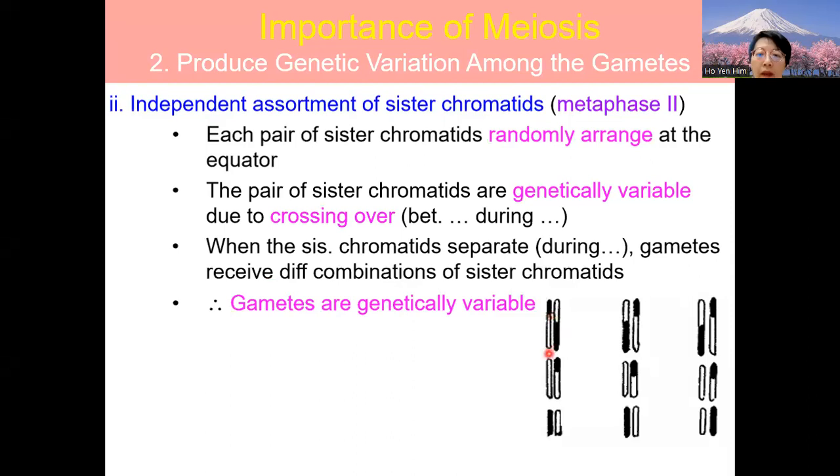So again, it depends on how many chromosomes you have. Here we've got 3 chromosomes, therefore 3 pairs of sister chromatids. So it's 2 to the power of 3 ways of arrangement at the equator. So you get 2 to the power of 3 ways of genetic variation in the gametes. Okay, 2 to the power of 3 gametes that are genetically variable.